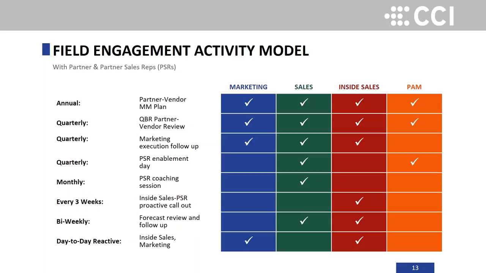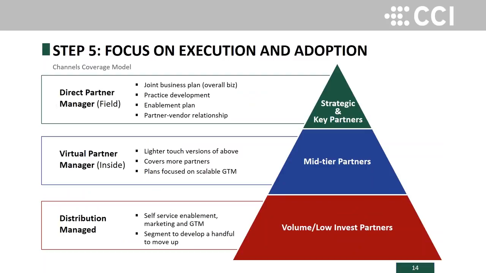So for the annual partner-to-vendor plan, the partner account manager should probably take the lead there, but there would be participation from sales, inside sales, and marketing. So this is the point of doing the right thing. So you've selected the right partners. Now you're figuring out what things you're going to do with them, and now you have a plan of attack for moving forward with those partners and known responsibilities in each group.